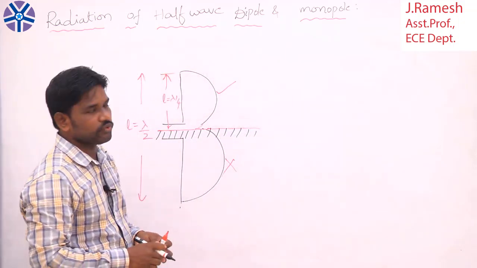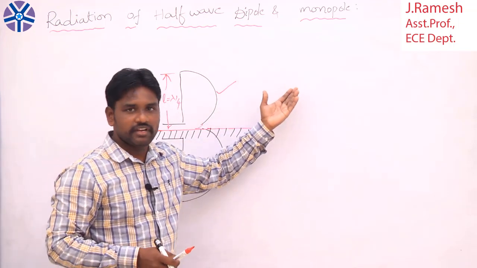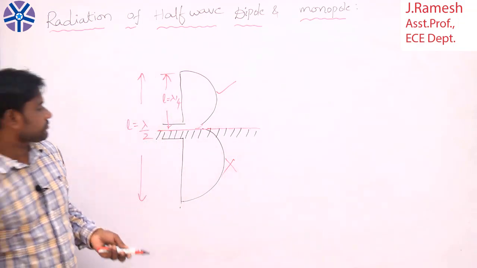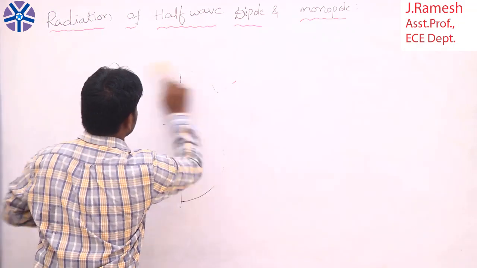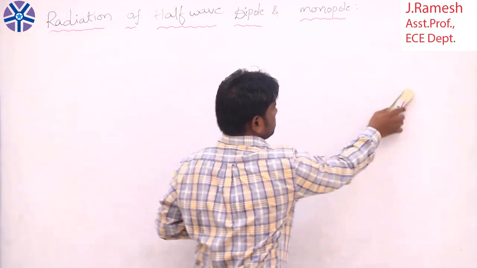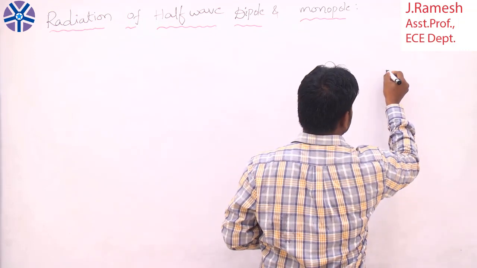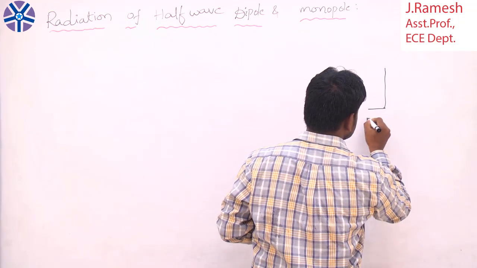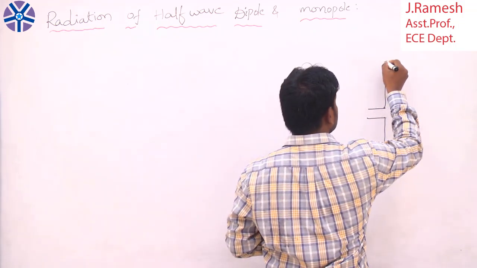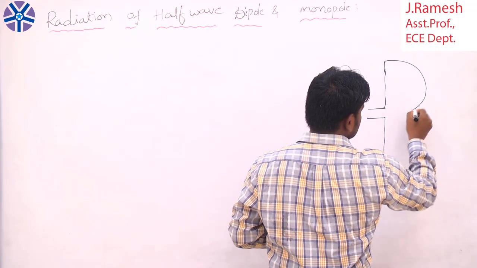Now I am going to derive the field components at a far distance r. Suppose I am considering the same diagram again. I am going to draw it again here. So now I am considering a dipole antenna like this. Within this dipole antenna, suppose my current distribution is like this.